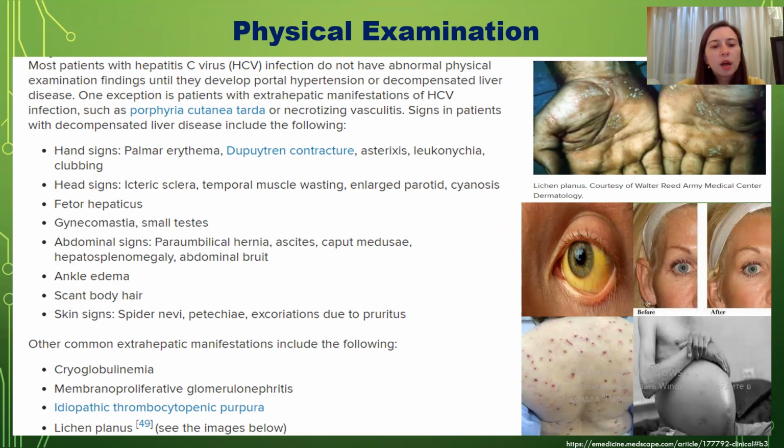All the common extrahepatic manifestations include the following: cryoglobulinemia, membranoproliferative glomerulonephritis, idiopathic thrombocytopenic purpura, and lichen planus. And on the right, you may see a picture of lichen planus.